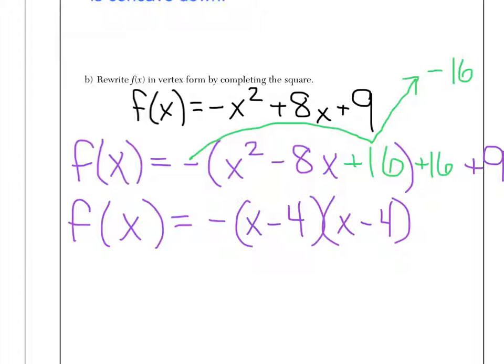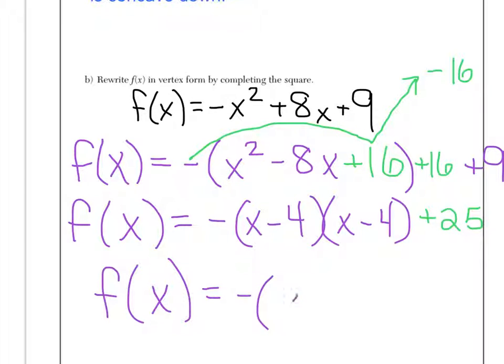So it almost looks like we're adding 16, and some of you are like, no, that's wrong. But remember, this negative throws us off a little bit. So next, add the 16 and the 9 together to get positive 25. And our last and final step is to write in vertex form. So we group together my x minus 4 all squared plus 25.